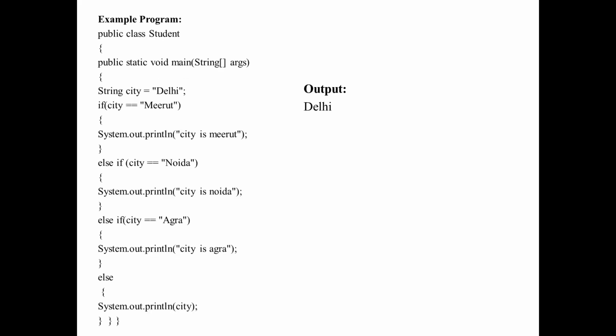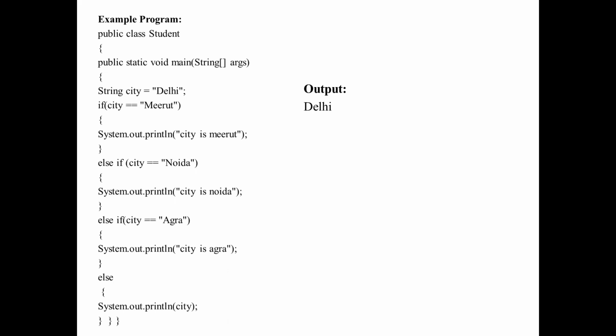For this example program: class Student, public static void main. Now string city equal to Delhi is given. For the city, Delhi is assigned. Now with the condition if city equal to Meerut, what we have assigned is Delhi. Anyhow, this condition is going to fail. Only if the city is Delhi will it print; for Meerut, this condition will not execute.